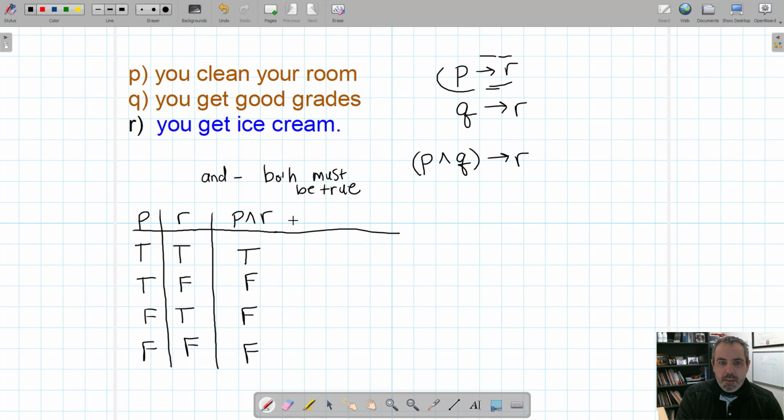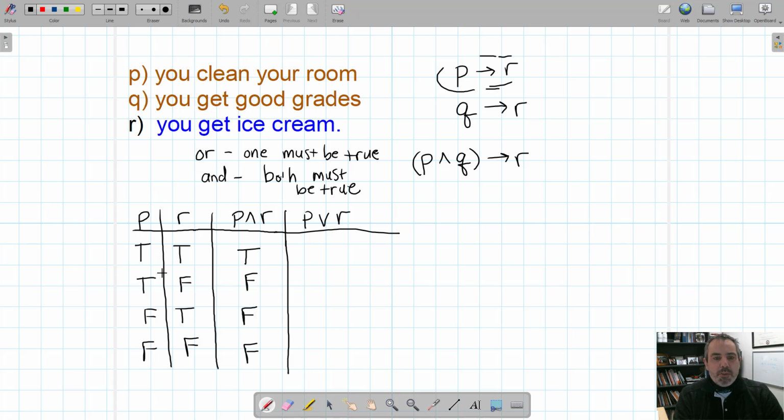Let's take a look at the or statement. Or says one must be true. Doesn't matter which one, but one of them must be true. So in this case, I can stop thinking about all of these statements and just look and say, if either one of these is true, the statement is true. If either one of P and R, or in this case P or R, is true, then the whole statement is true.